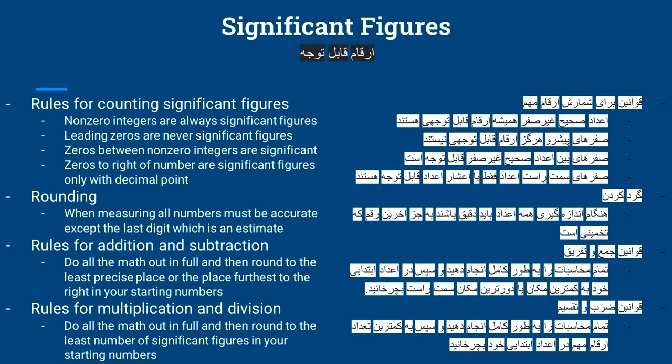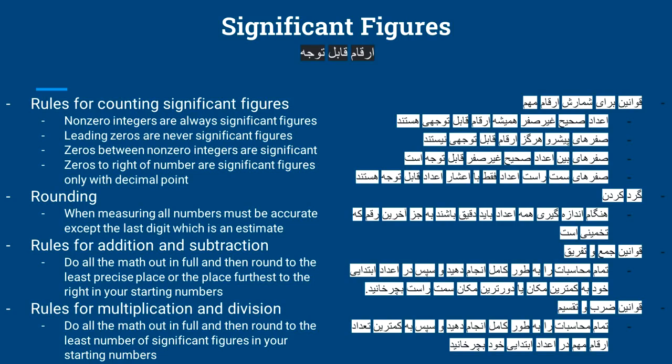So when measuring something, count all of your accurate digits, all the ones that you know to be true, and then round the last digit, and that'll get you the right number of significant figures. All right, the last rules are for adding, subtracting, multiplying, and dividing numbers. So for adding and subtracting, you're going to do the math out in full. And then you're going to round to the least precise place. This place is going to be furthest to the right, or all the way at the end of your number, in your starting numbers.